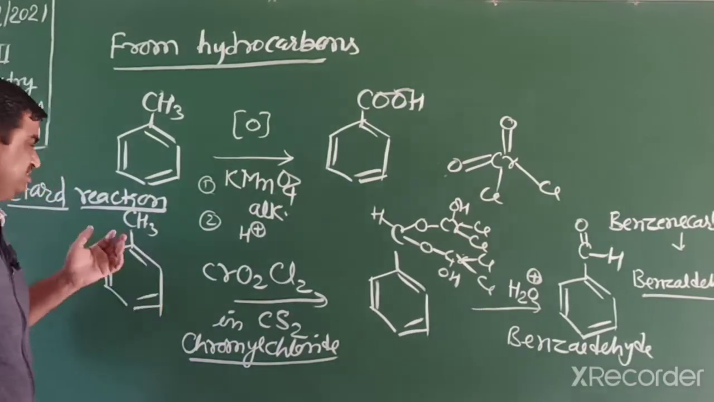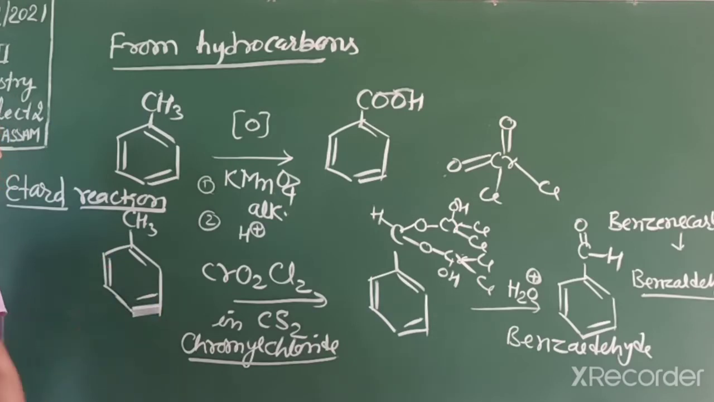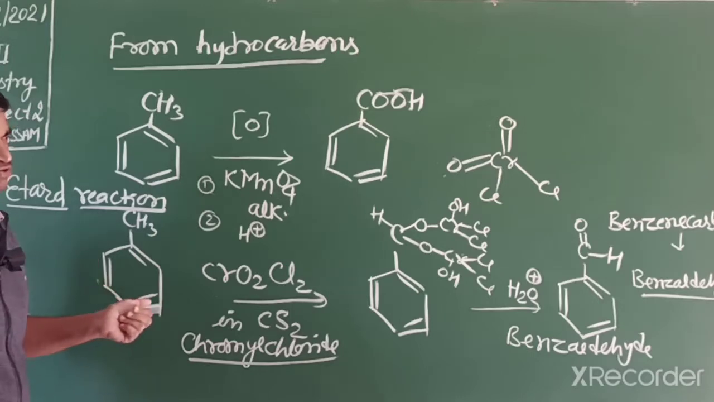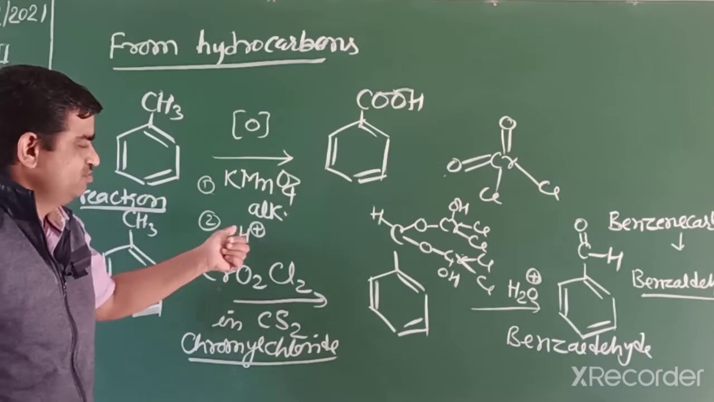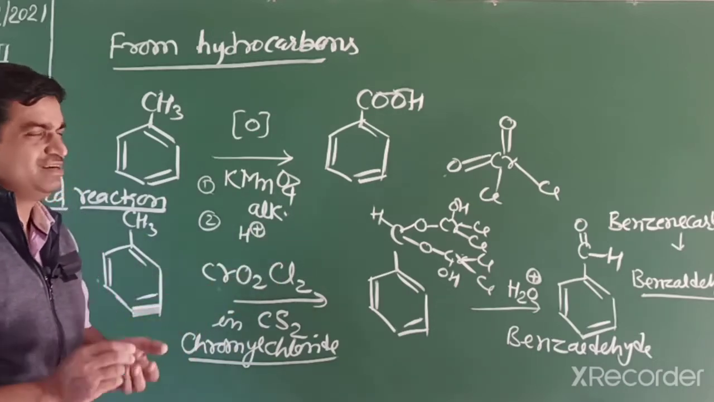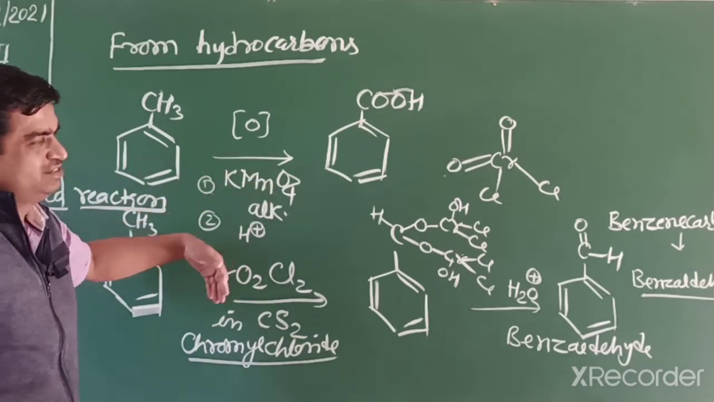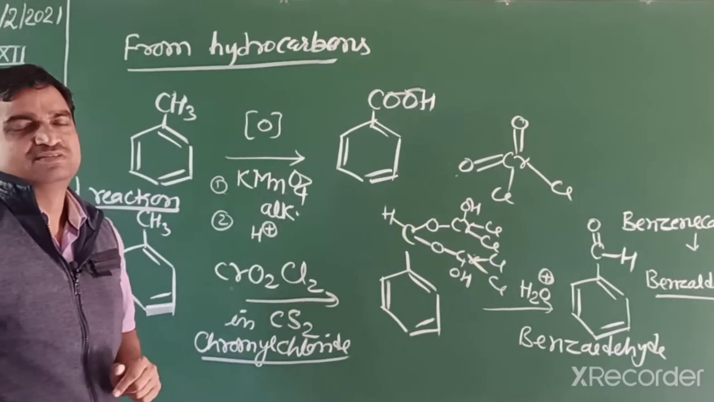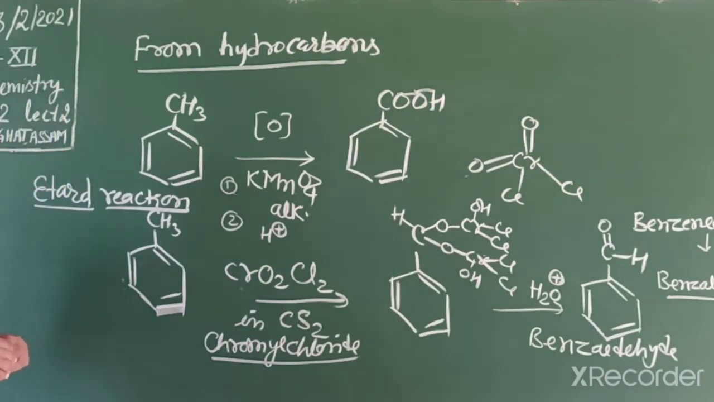So students, this question comes in exams many times. What is the Etard reaction? Then you have to write from toluene to benzaldehyde using chromyl chloride, an oxidizing agent that is slightly weaker than potassium permanganate. So ultimately the product we get is benzaldehyde. Now we will explain another method.